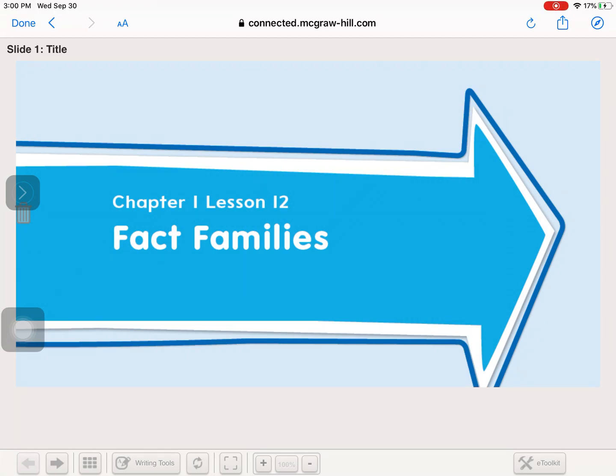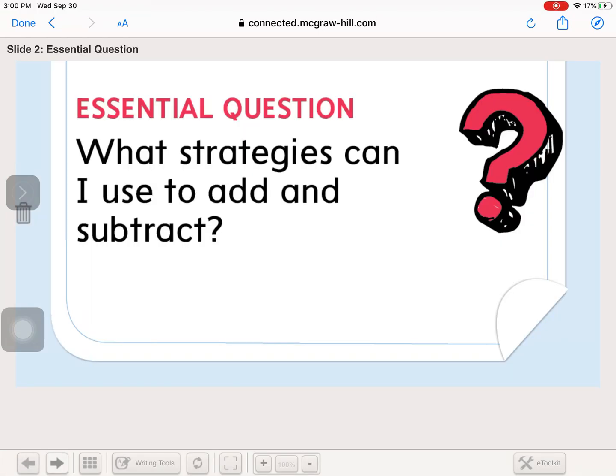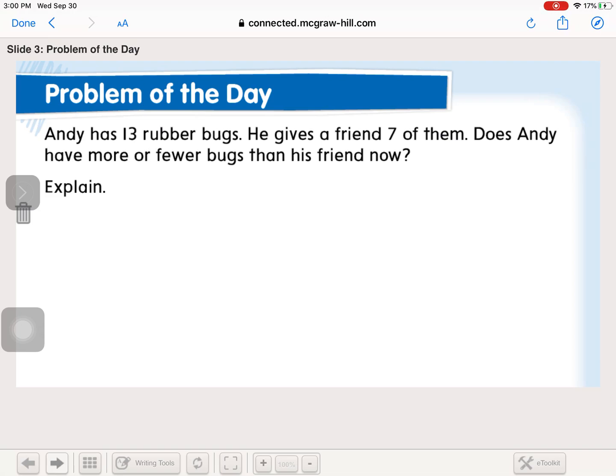Today we're going to get some more practice with fact families. Our central question is still what strategies we can use to add and subtract. And here's our problem of the day. Andy has 13 rubber bugs. He gives a friend 7 of them. Does Andy have more or fewer bugs than his friend now?